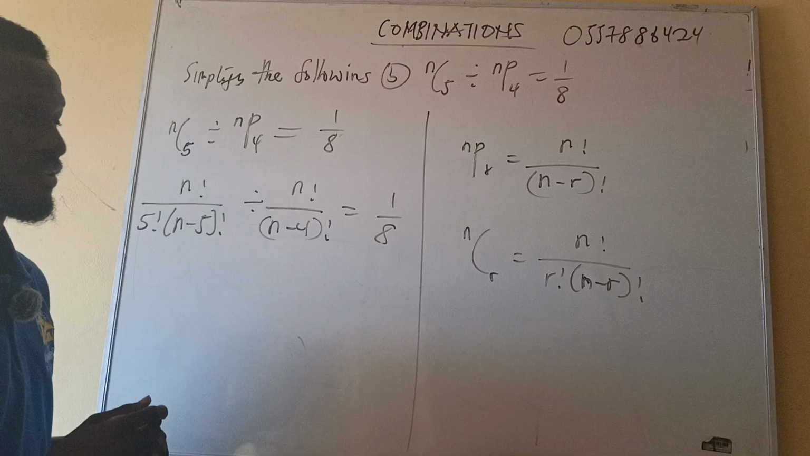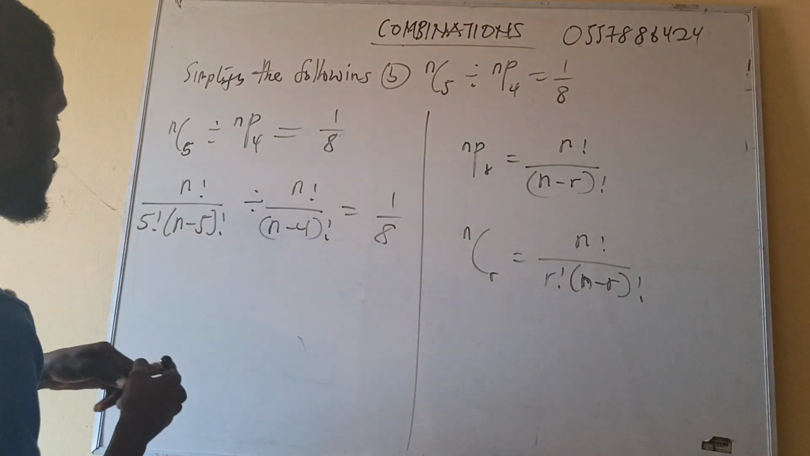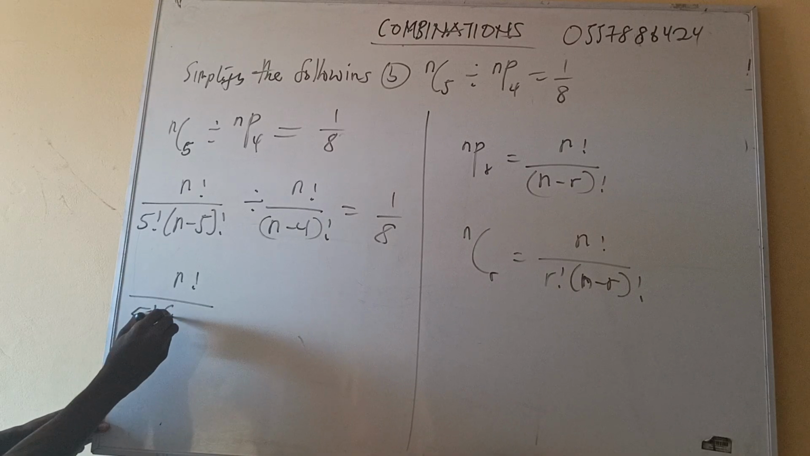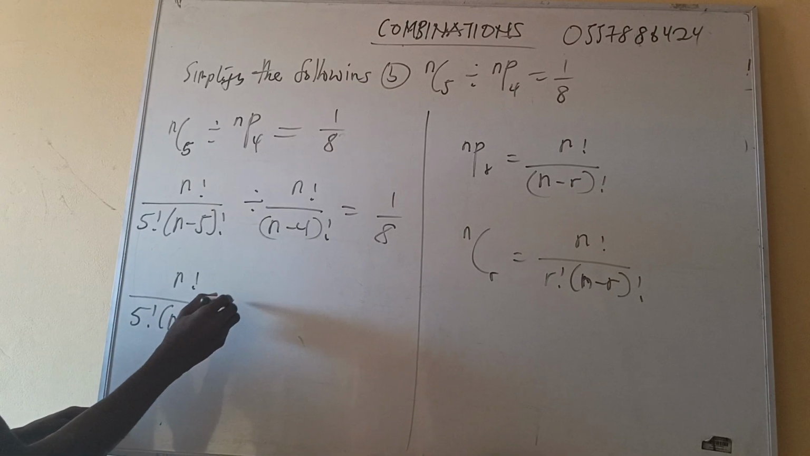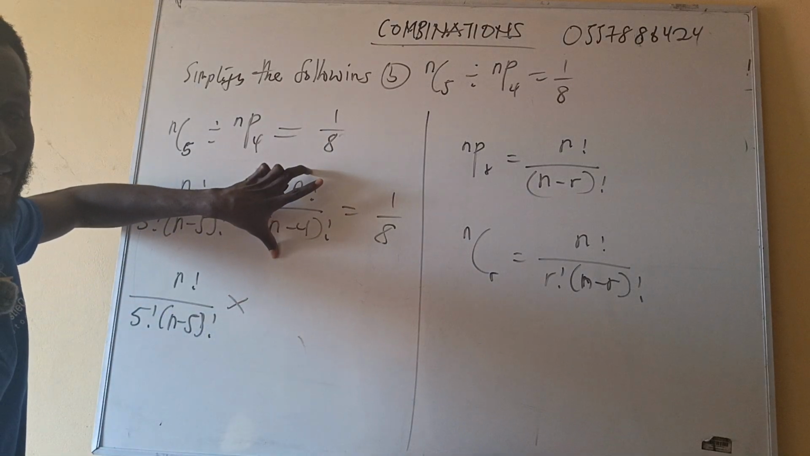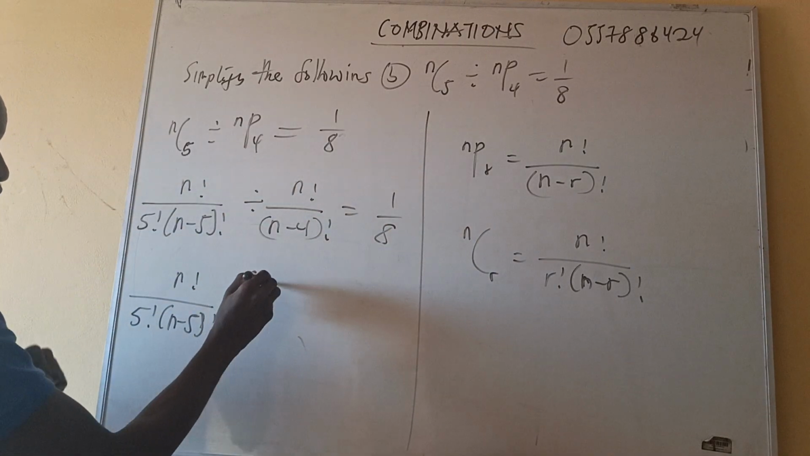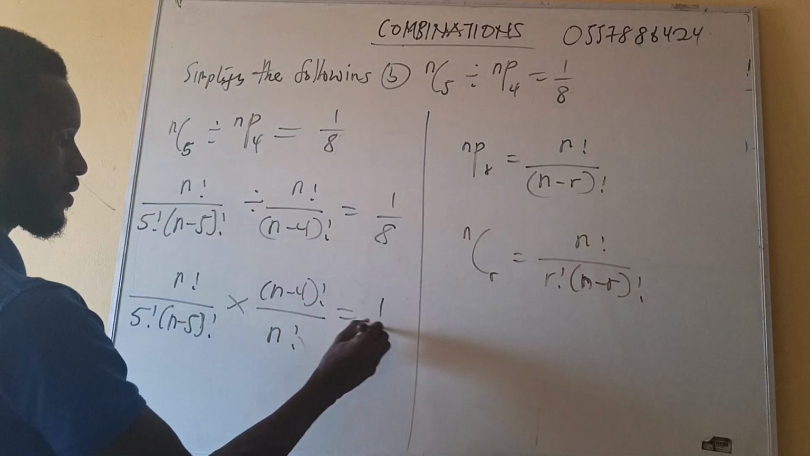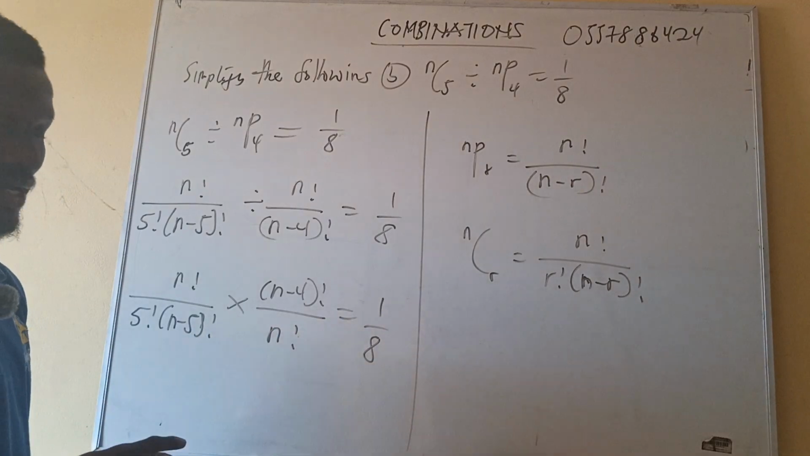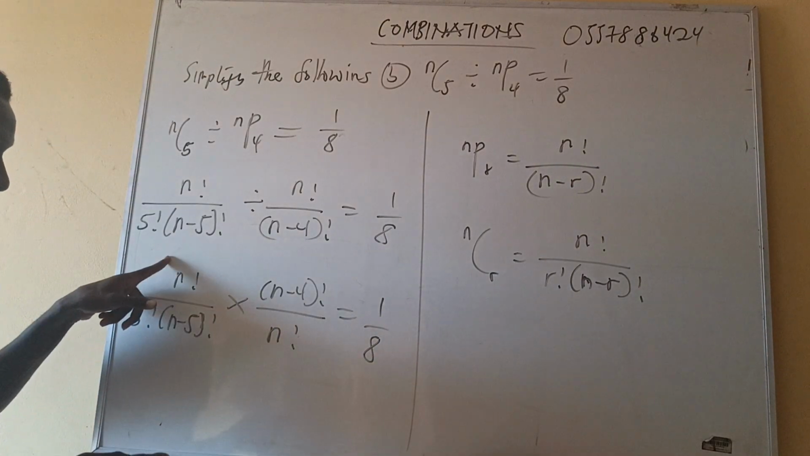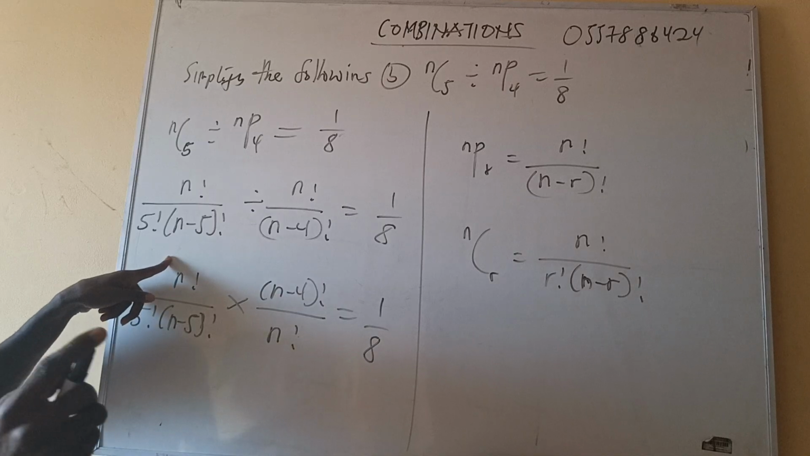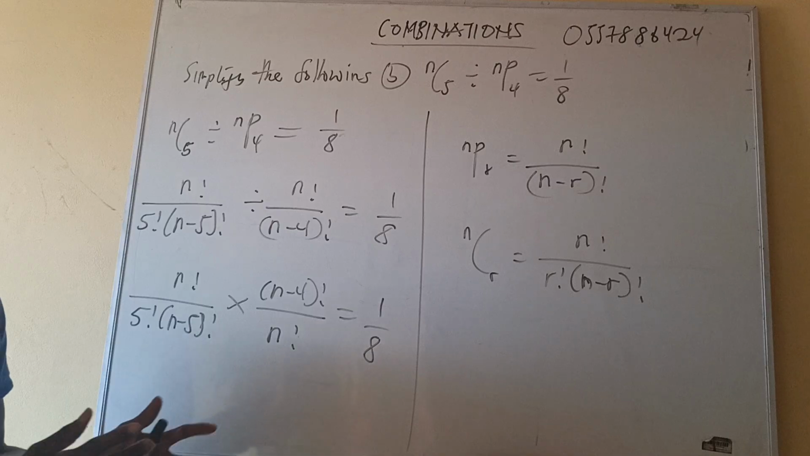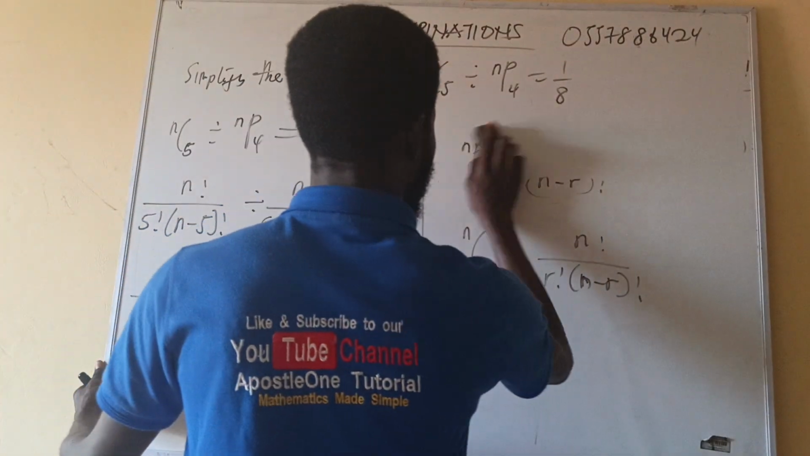Now at this point, look at how I'm going to solve it. I'm going to change this one to multiplication. So I'm going to have n factorial divided by 5 factorial n minus 5 factorial, times, then we turn the second fraction upside down. So we have n minus 4 factorial divided by n factorial is equal to 1 out of 8. Now at this particular point, you can see clearly that this n factorial can cancel this n factorial. So our next move is that we try to deal with this and this. So this was simple.